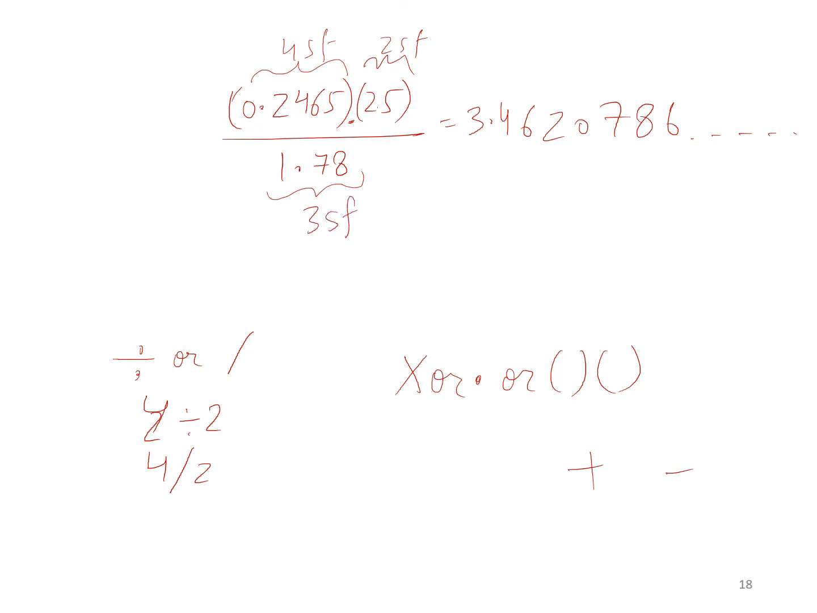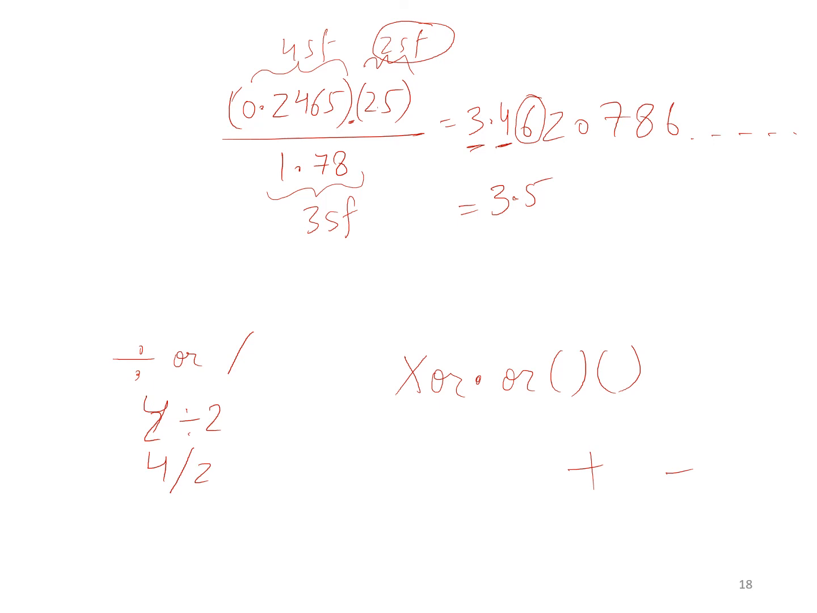What does our final answer consist of? It consists of the least number of sig figs, which is 2. So the answer should end right here, 3.4. But what is my final answer? The following digit, always look at the following digit. The following digit is 6, which is greater than 5, which means my final answer would be 3.5.